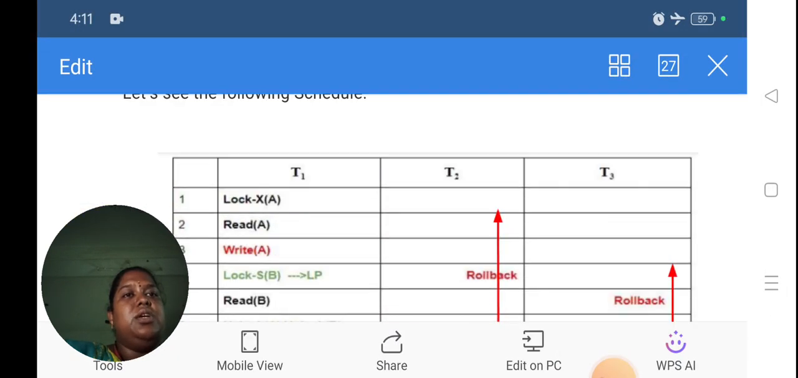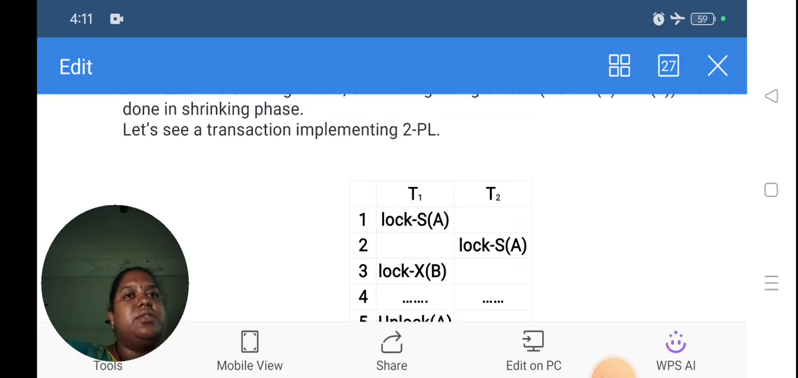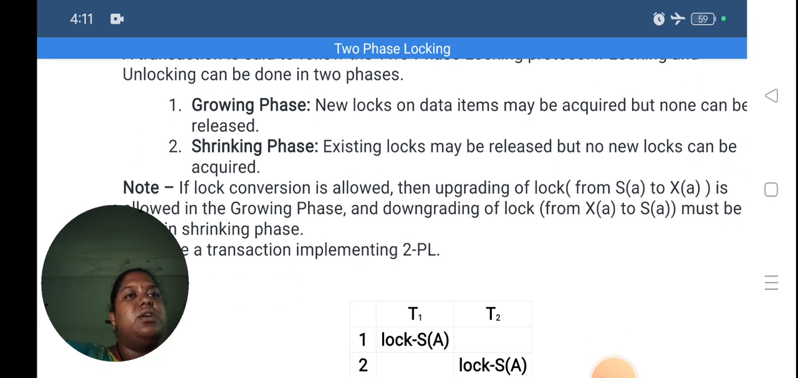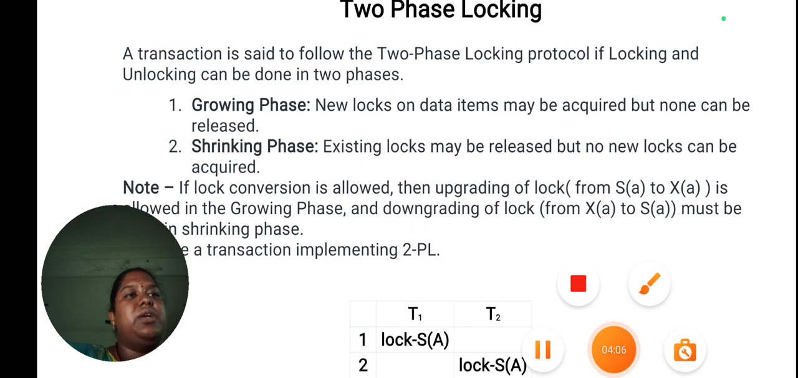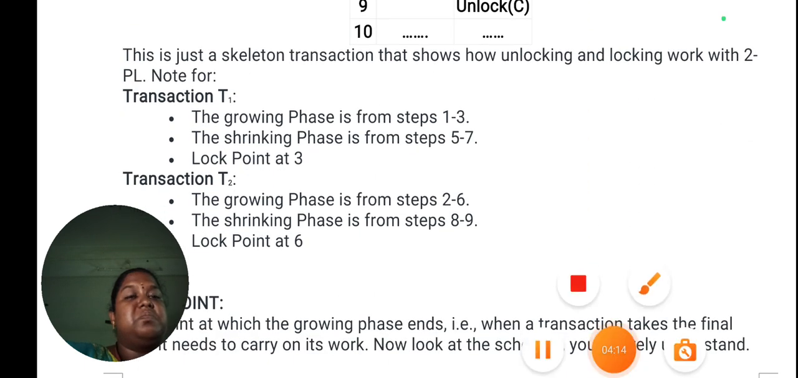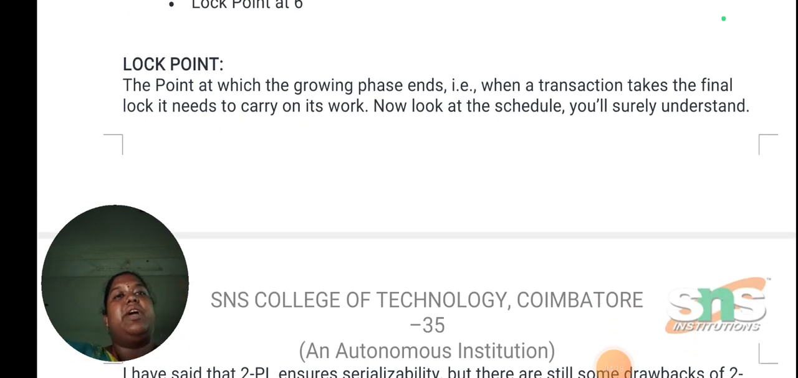We have seen the locking protocol, in which we have growing and shrinking phases. In the growing phase, new locks on data items may be acquired but none of them can be released. In the shrinking phase, existing locks may be released but no new lock can be acquired. The lock point is the point at which the growing phase ends, when the transaction takes its final lock and carries on its work. Now look at the schedules.